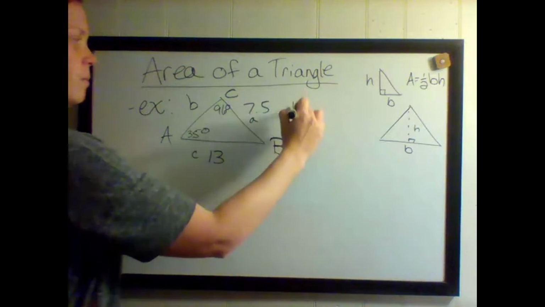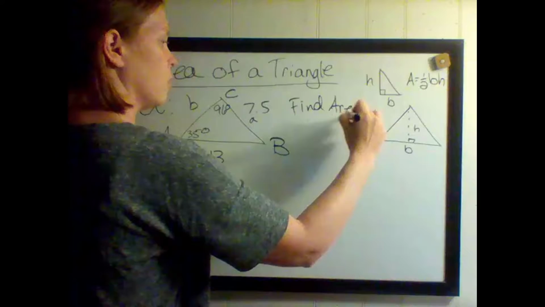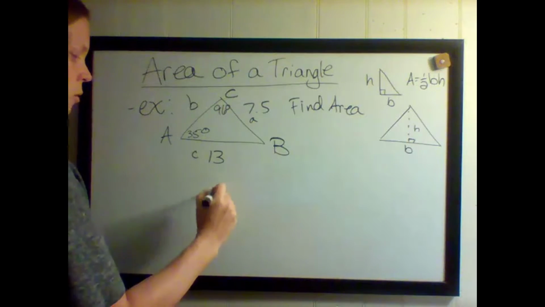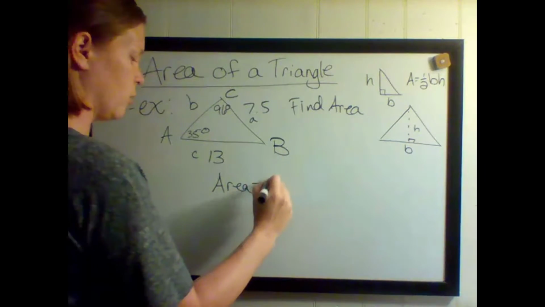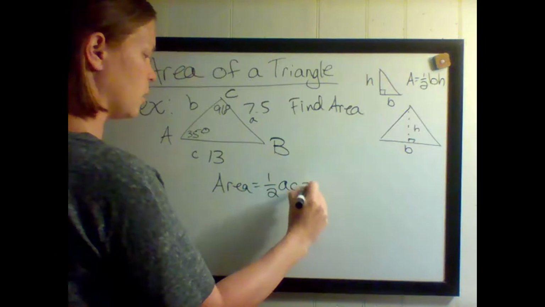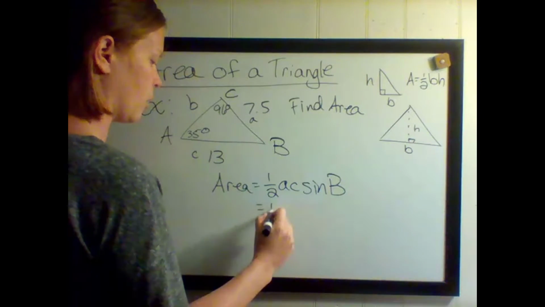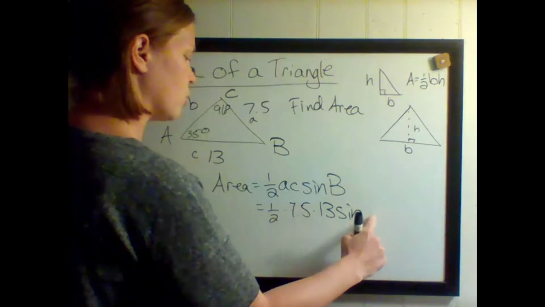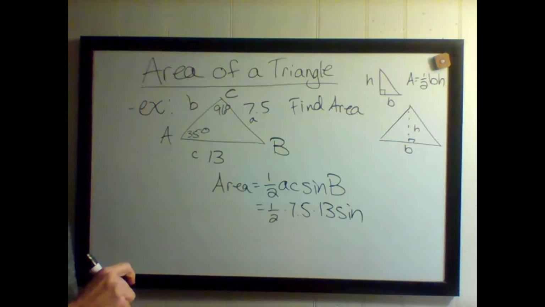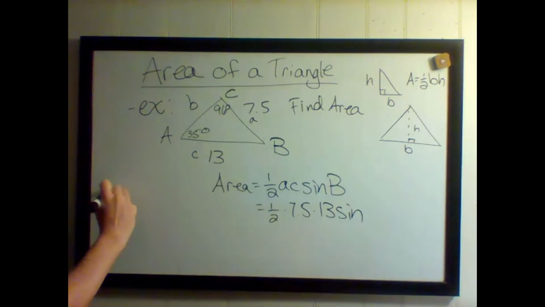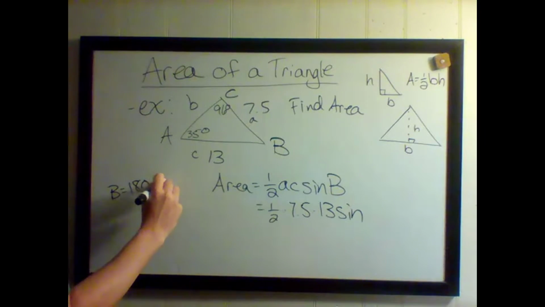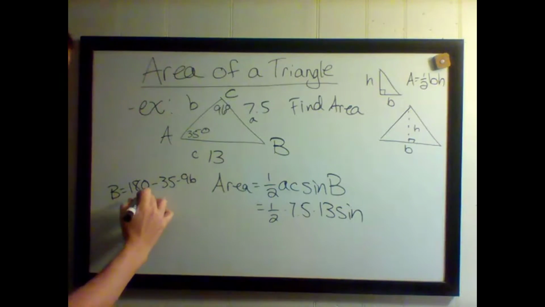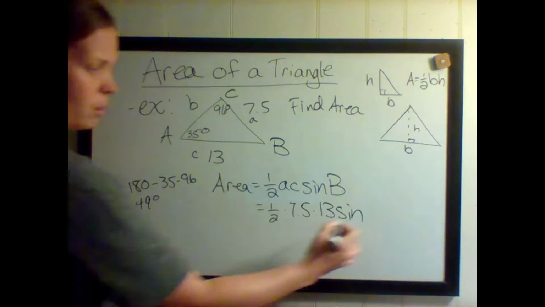So if I want to find the area of this triangle, with the two sides that I know, I'd want to use the formula 1/2 AC sine B. I can plug in my A is 7.5, my C is 13, but now I would need to know my angle B. I should be able to find this because I know the other two: 180 minus 35 minus 96. So I can figure out that angle B is 49 degrees and plug that in.